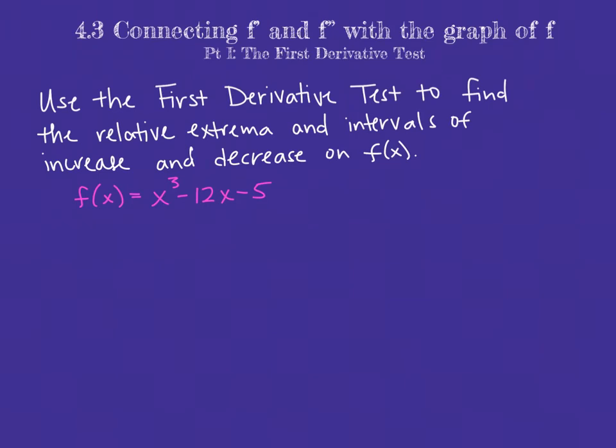Here we want to use the first derivative test to find the relative extrema and also the intervals of increase and decrease on our function f of x. Our function f of x is a cubic trinomial. The first step in order to use the first derivative test is to find the critical points.